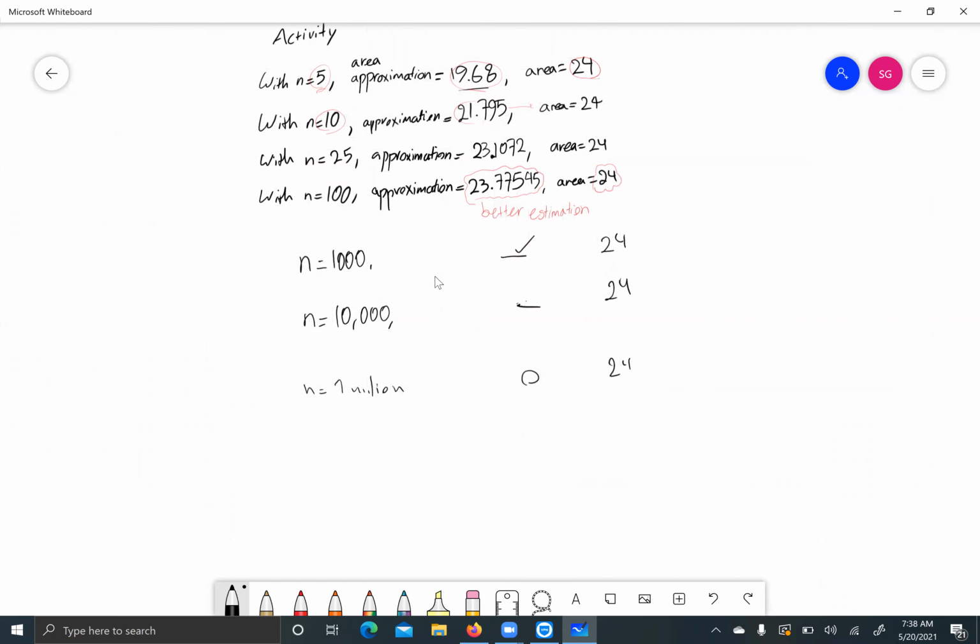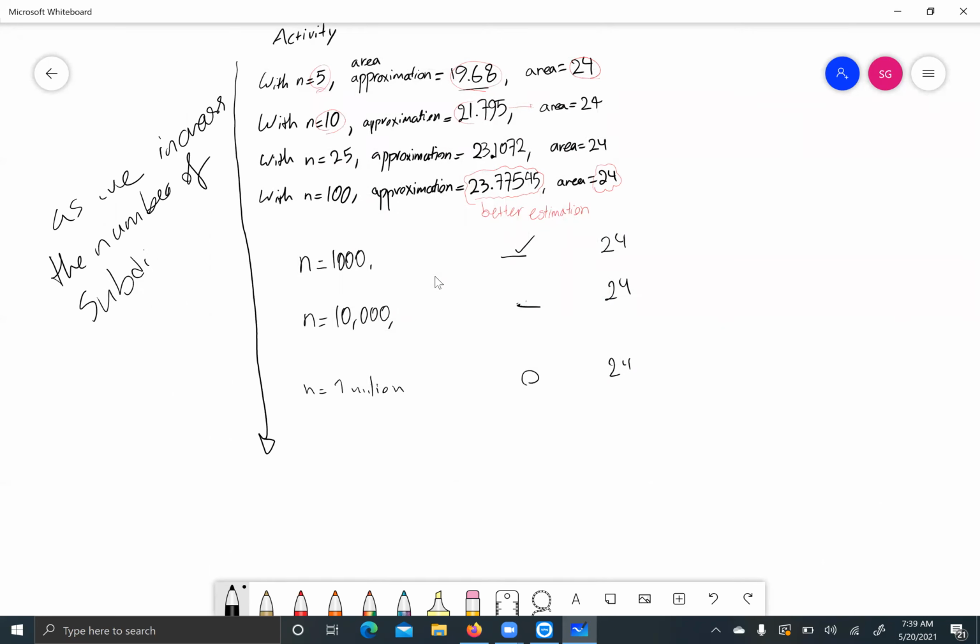And we are using Riemann sum. But the idea is that as we increase the number of subdivisions, then we get a better estimation. Then we get a value that is closer.